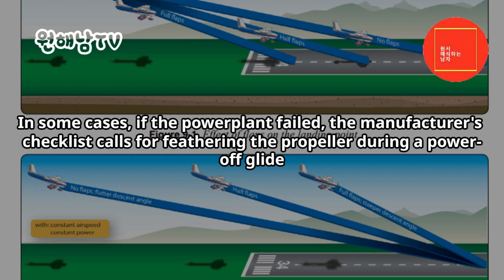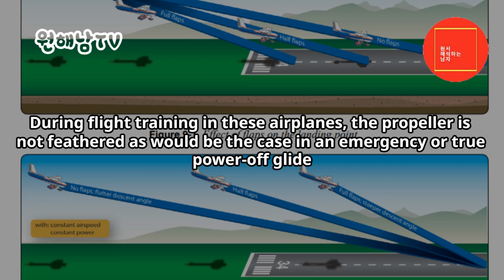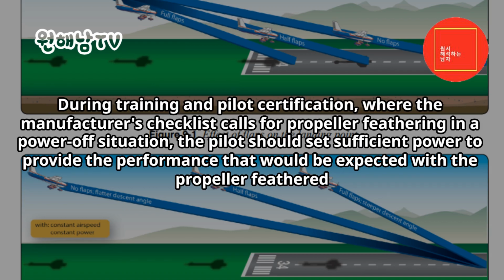In some cases, if the power plant failed, the manufacturer's checklist calls for feathering the propeller during a power-off glide. During flight training in these airplanes, the propeller is not feathered as would be the case in an emergency or true power-off glide. During training and pilot certification, where the manufacturer's checklist calls for propeller feathering in a power-off situation, the pilot should set sufficient power to provide the performance that would be expected with the propeller feathered.